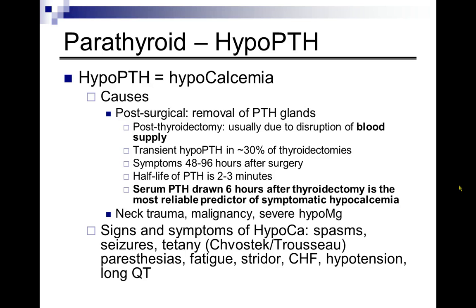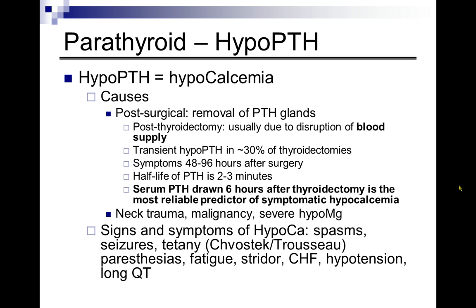And I want to emphasize that a serum PTH drawn 6 hours after thyroidectomy is the single most reliable predictor of symptomatic hypocalcemia. So we don't want to look at calcium levels, and we don't want to wait until they describe signs and symptoms, but routinely we draw a serum parathyroid level in the postoperative period. Other causes of hypoparathyroidism might be neck trauma, certain malignancies, and severe hypomagnesemia.